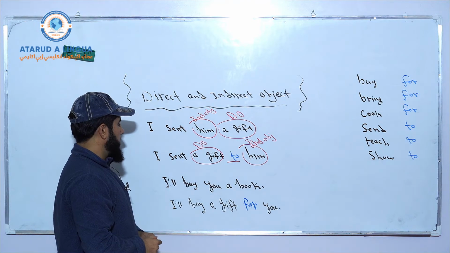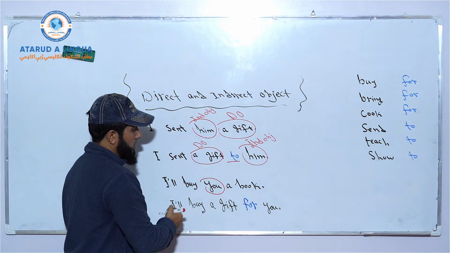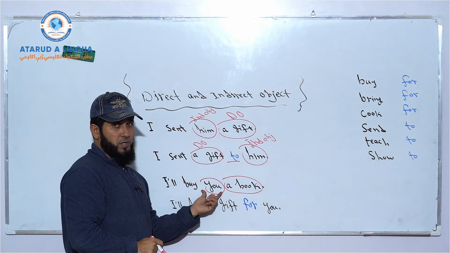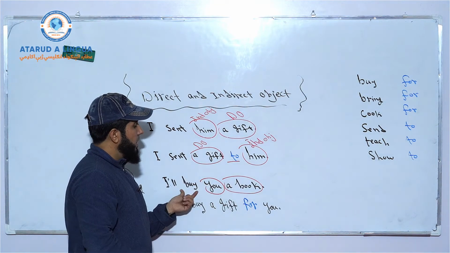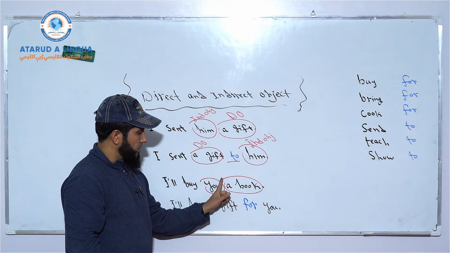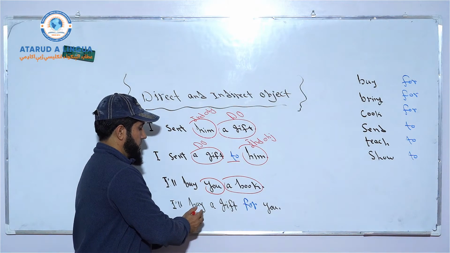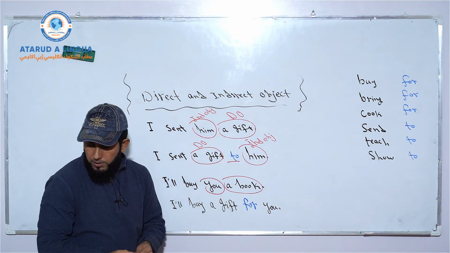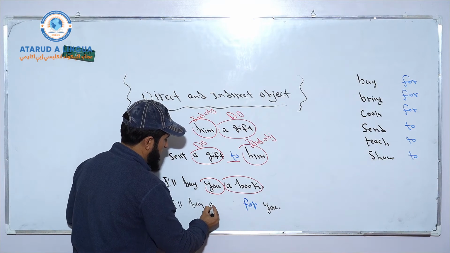Look at the second example. I'll buy you a book. Again, we have two objects, you and a book. Because the indirect object, which is a person, comes first after the main verb of the sentence, there is no need to bring a preposition between the two objects over here. But if you want to use the direct object first, okay, sorry, instead of a book, I've written a gift over here. Okay, I'll buy a book.